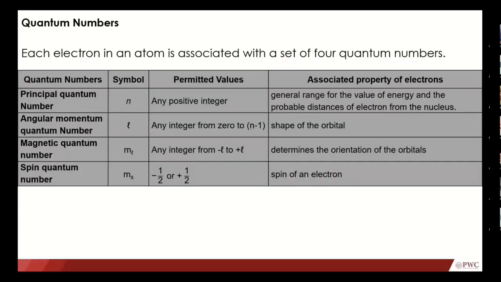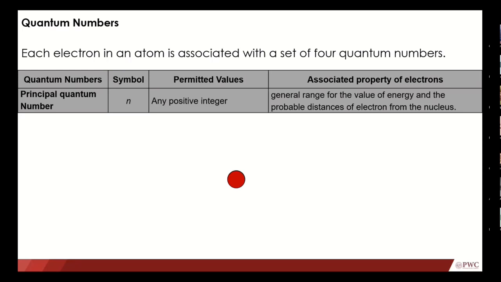So we have the four quantum numbers. We have the n, the l, the m sub l, then the m sub s. The first quantum number is the principal quantum number, symbolized as n. Its allowed values is any positive integer, meaning it can be 1, 2, 3, 4, and so on. So this quantum number describes the distance of the electron from the nucleus.